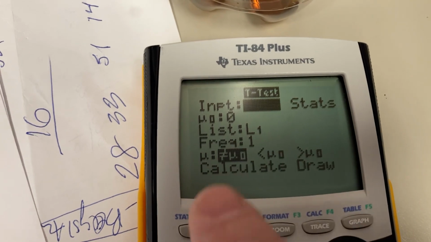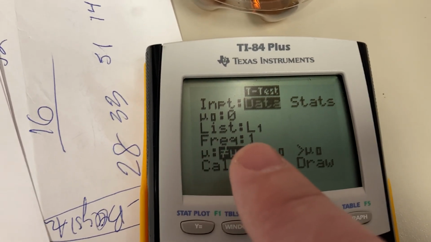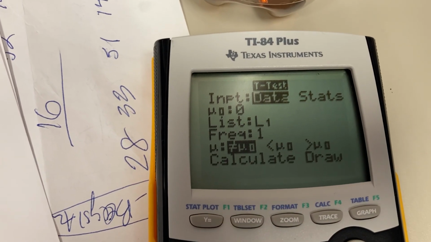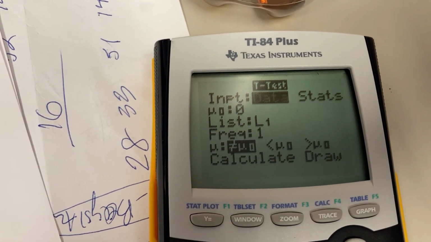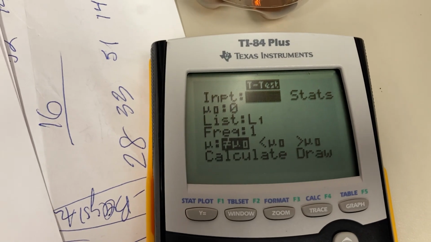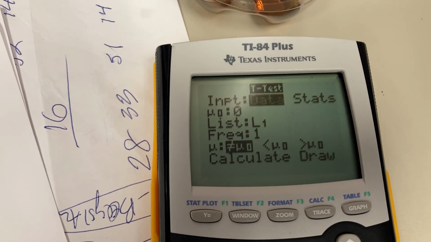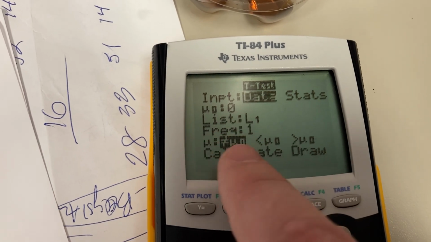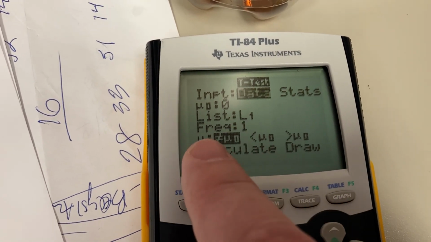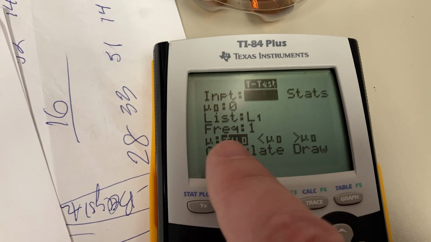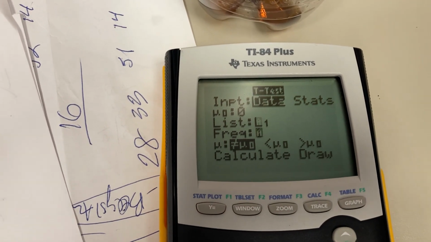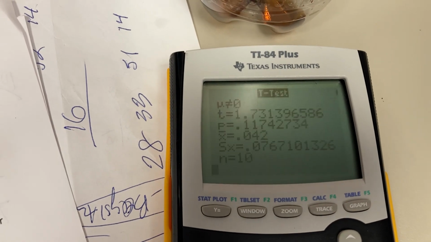Now the list we put our differences in is L1. We leave our frequency list as 1 because each one of the data points only appears one time, but you can create a frequency list, which is L2, if you have a bunch of the same differences. We won't use that, don't worry about it. So you want your frequency to read 1. And then it's the not equals, and then we're just going to arrow down to calculate. I'm going to hit enter.